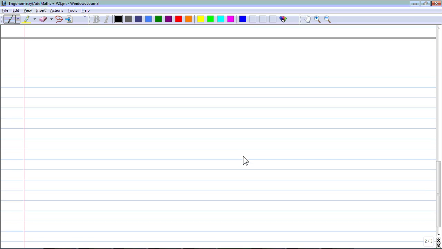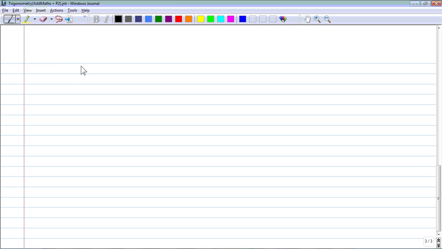So let's consider a concrete example. y equals 3 sine 2x minus 2. What is the amplitude of this graph? What is the period of this graph? And can we draw it? Those are the skills that we need.